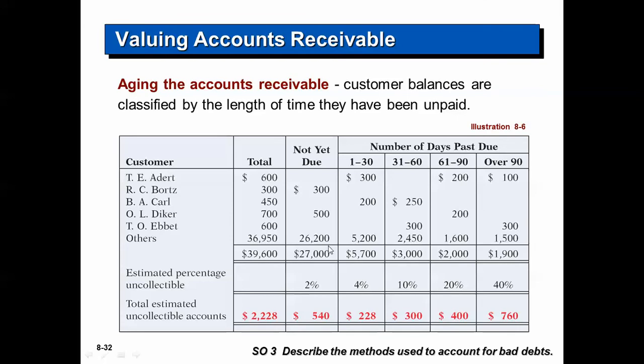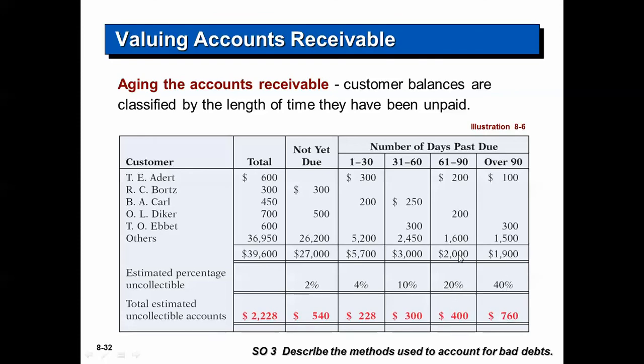So you see, the longer it's been since the sale, the more likely it is we're not going to collect it. It only makes sense. If somebody's owed us money for 4 months, the odds of him not paying are greater than if somebody owes us money only for 30 days. So you see, based on past experience, we say, okay, 2% of this will probably not be collected. 4% of this will not be. 10%, 20%, and 40%. So we take 40% of 1,900, which is 760.